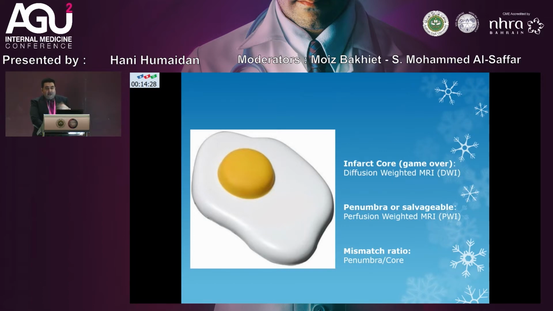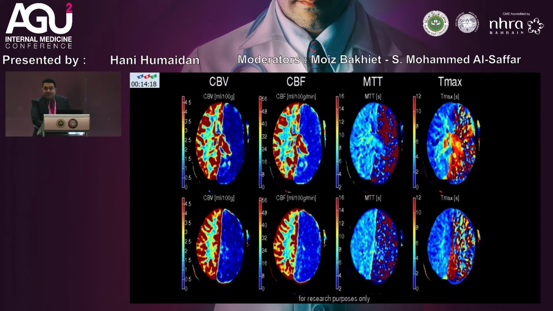You can do it either by CT perfusion, or by MRI perfusion if you have the facility. So diffusion-weighted and perfusion or FLAIR mismatch, or the CT perfusion diffusion mismatch. This is just another representation. You can see cerebral blood volume, flow, and mean transit time.